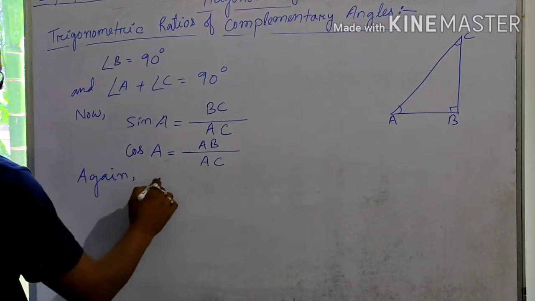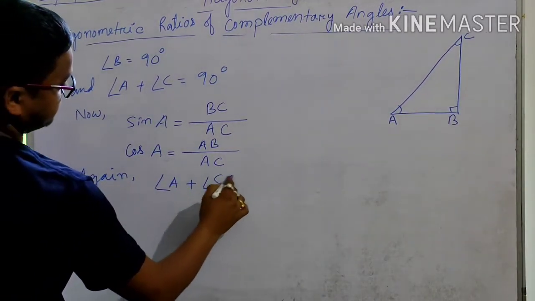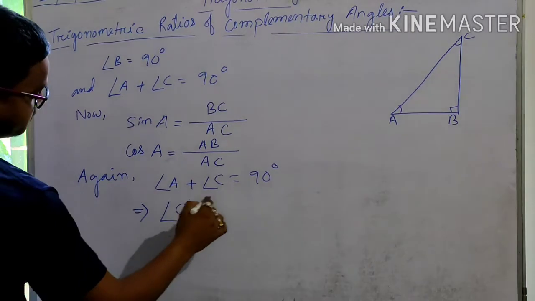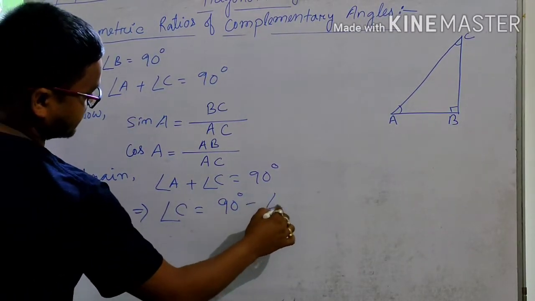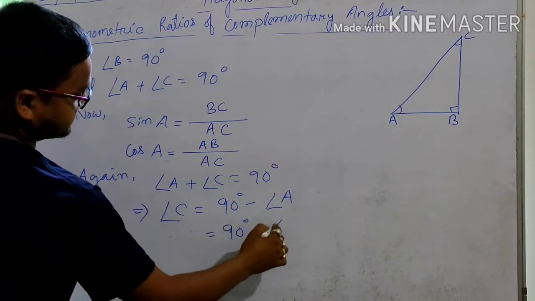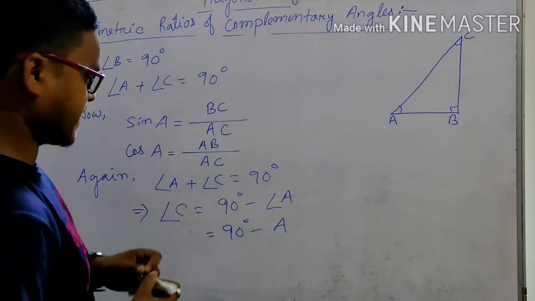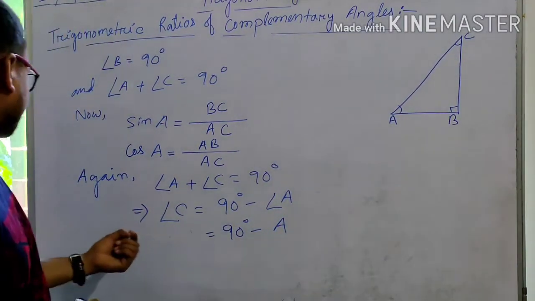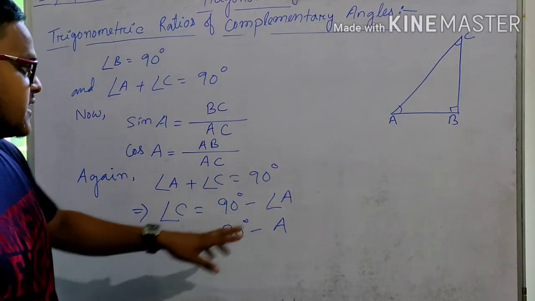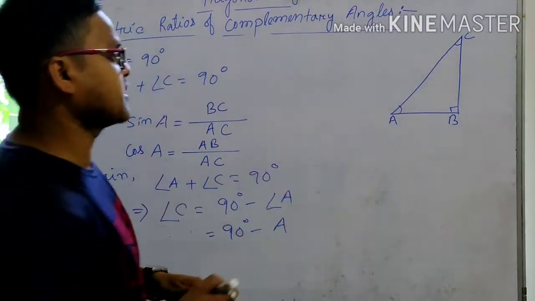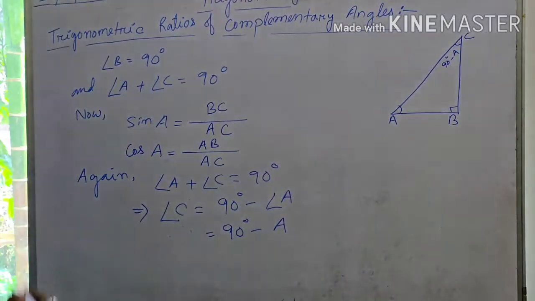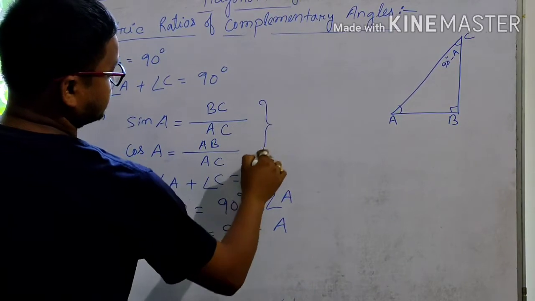Now, it is given that angle A plus angle C is equal to 90 degrees. From this you find the value of C: C is equal to 90 degrees minus angle A. Instead of angle A you can write A, so angle C equals 90 minus A. Angle C is this one, so this angle is 90 degrees minus A. Call this equation 1.